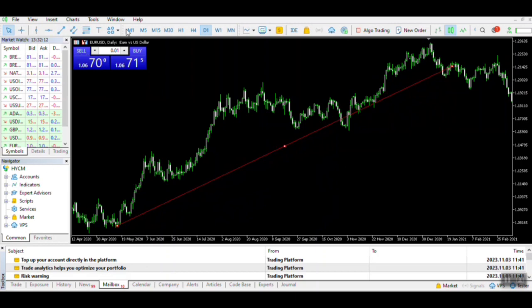Okay, and so how is it? It's when each bottom is higher than the previous bottom and each peak is higher than the previous peak. Okay, so this is called an upward trend. So also for this one you have to be able to train your eyes.